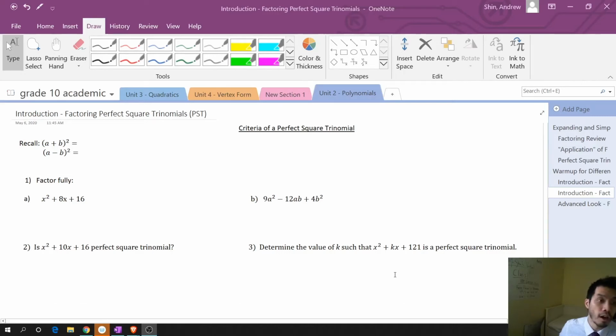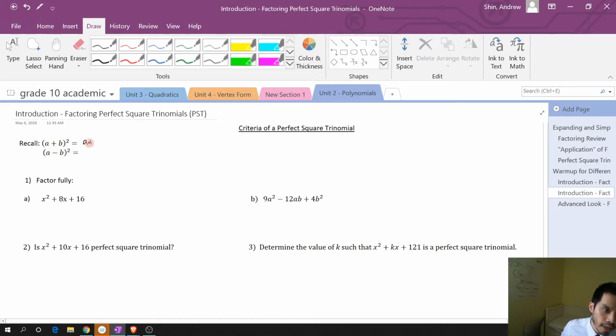Welcome to an introduction on factoring perfect square trinomials. So just to start off our lesson, we're going to recall what a perfect square trinomial is by expanding before we factor. Expanding is always an easier thing. We've learned that first. So let's expand a plus b all squared.